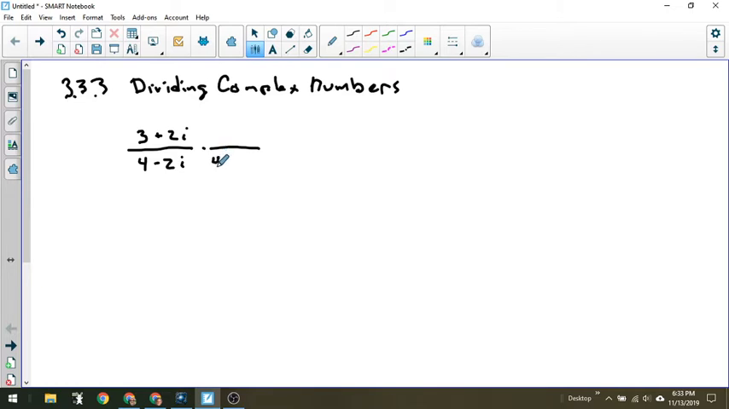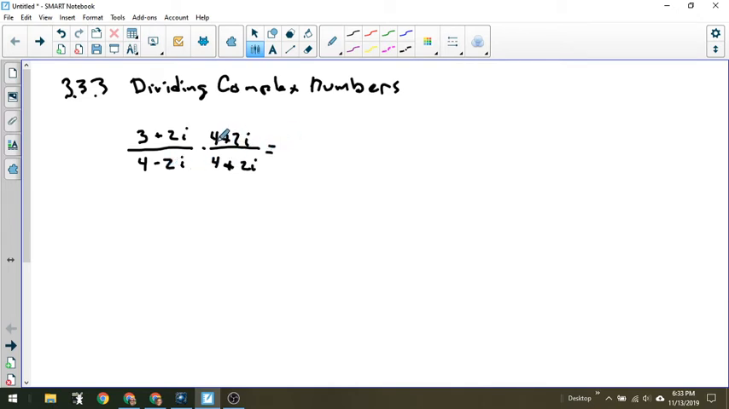The conjugate has the same real component and the same imaginary component. In this case, the real component is 4, the imaginary component is 2i, but the sign changes. So this becomes a plus sign. And I'm going to multiply by 4 plus 2i over 4 plus 2i. This is 1. So I'm multiplying this complex number by 1 in the form of the conjugate of the denominator over the conjugate of the denominator.